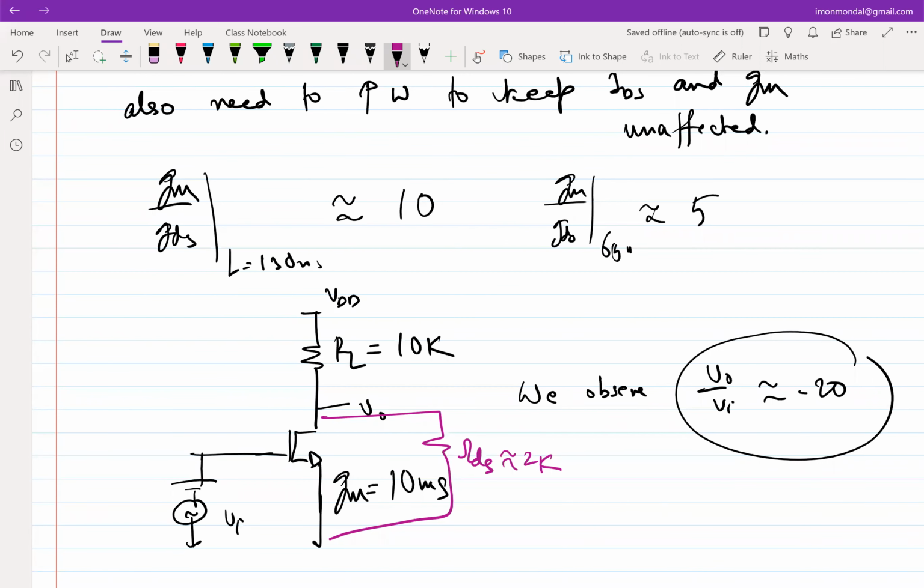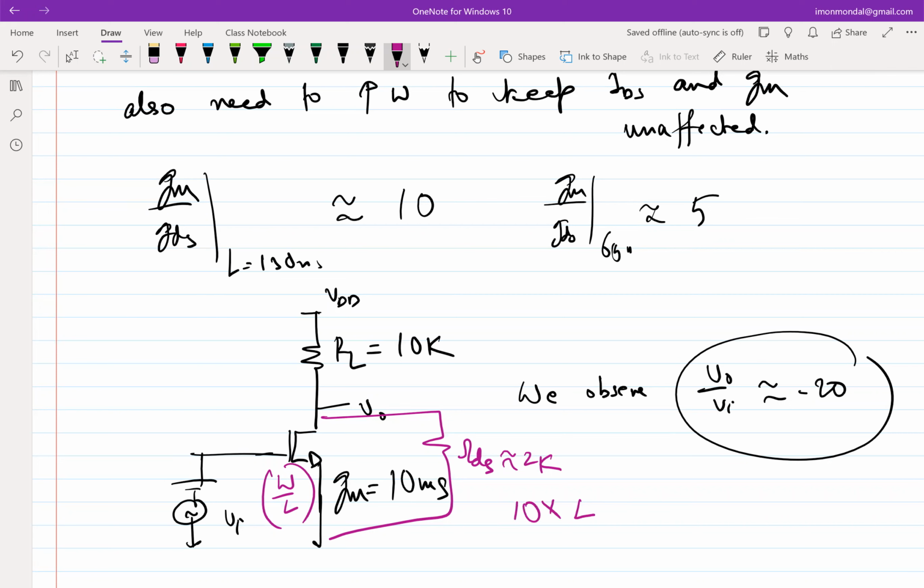How can I decrease lambda? I can only change W and L, right? I have to increase L, and I have to increase W, right? By how many times do you have to increase L? You started off with some W by L. How many times do you have to increase L in order to get RDS more than 10K? 5 times at least. If you get to 5 times, you will get a gain of minus 50. But let's say you increase L by 10 times.